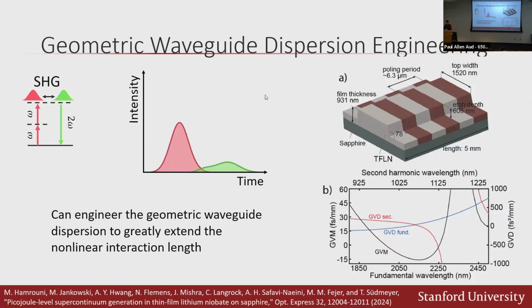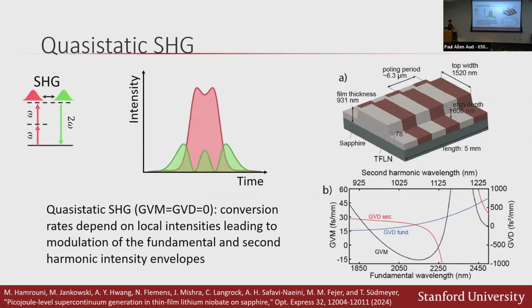I'm effectively changing how much of the field is overlapping with the thin film lithium niobate versus the substrate. So we can design this so that the group velocity mismatch between my fundamental and second harmonic is roughly 0. Here we're doubling a 2090 nanometer laser to 1045 nanometers. And then I can also get the group velocity dispersion roughly zeroed out.